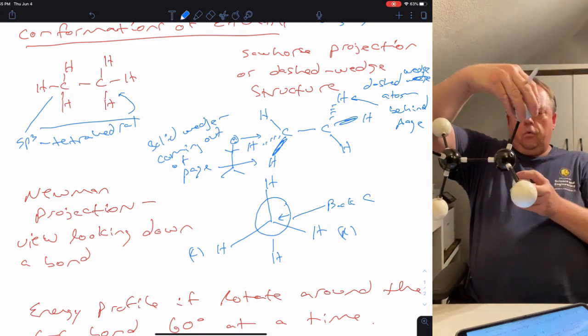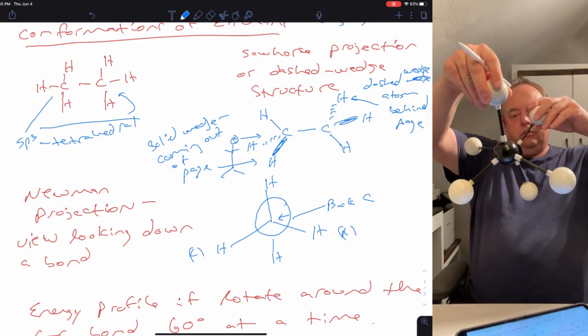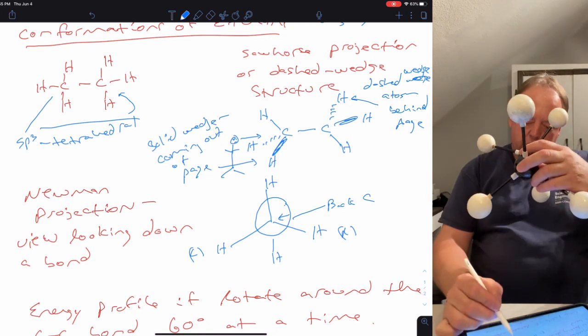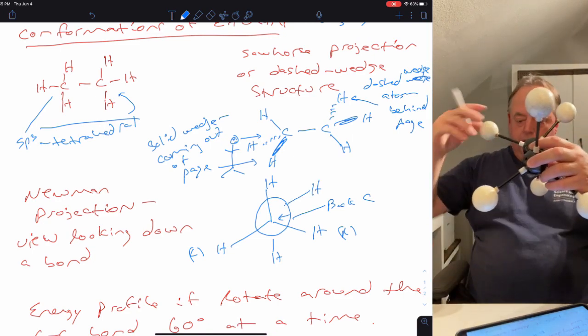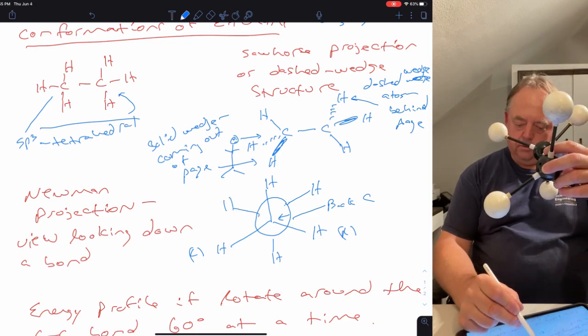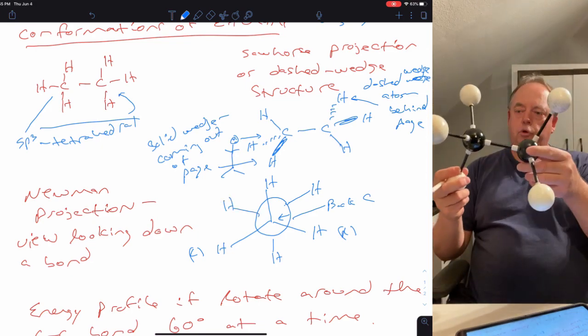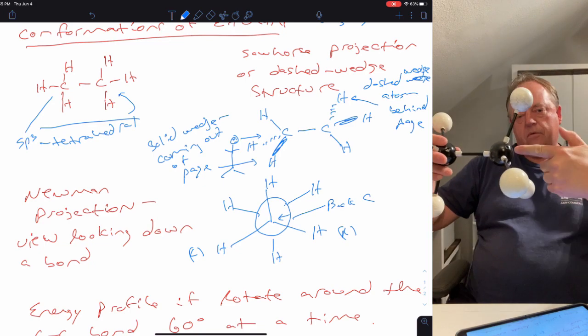So we said this was our right, so this is on our right, and that's projecting up here. And this was on our left, and this is on our left, so that's projecting up here. So that would be a Newman projection of this molecule, looking at it from that perspective.